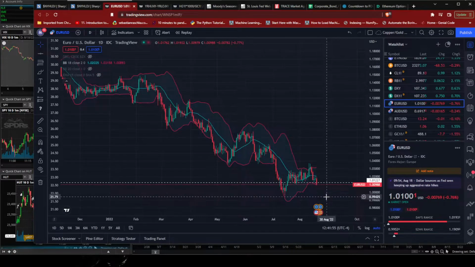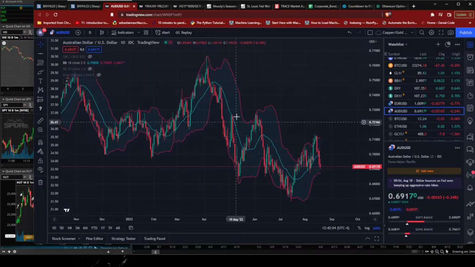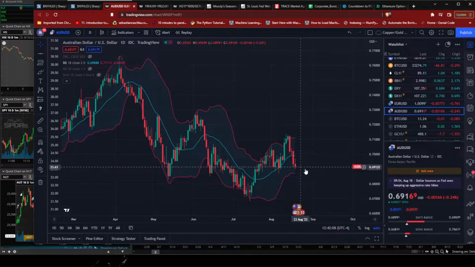EURUSD still coming down. Not a good sign for Eurozone stocks. We'll see what happens to the DAX. After this, AUDUSD, another good indicator. This is a good indicator for China. We are seeing this coming down.